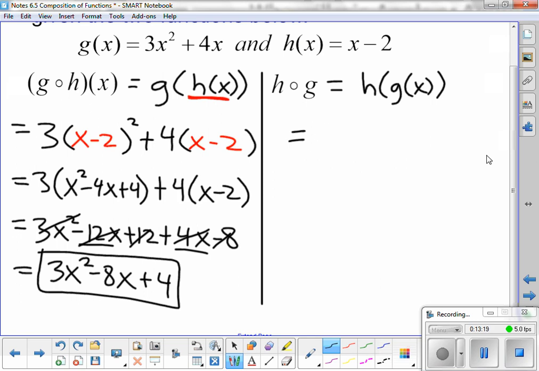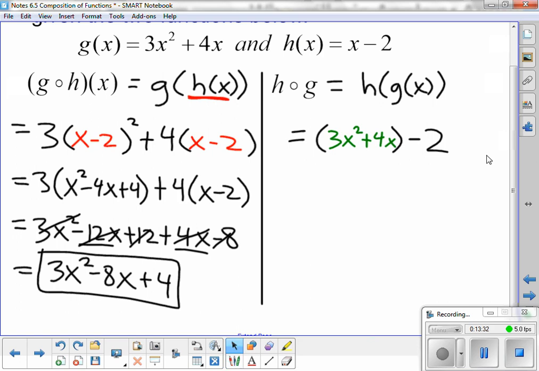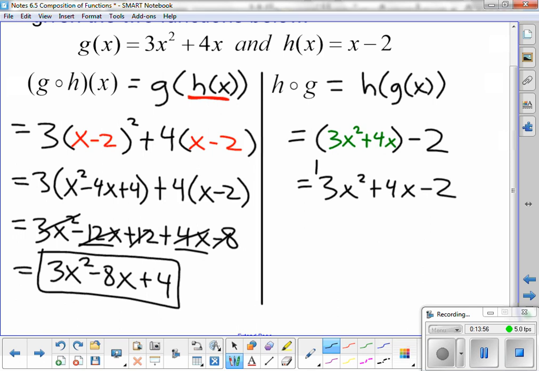So my h function is a blank spot minus a 2, because that's my h function. My g function is 3x squared plus 4x. Within our group, there are no powers on the outside, so I don't have to square it or anything. There's a number in the front, which is just a 1, so I have to get this out of parentheses before I can combine it with this minus 2. To get it out of the parentheses, I just drop the parentheses, because you're going to multiply by 1. So this will be 3x squared plus 4x minus 2, no like terms, so I box it.